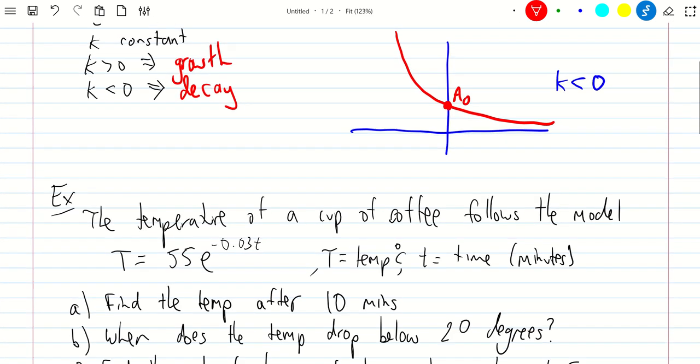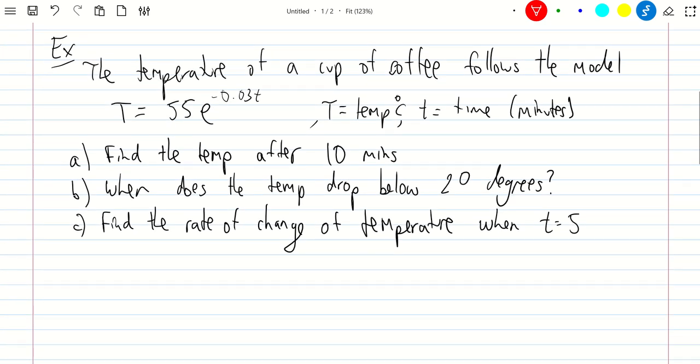So let's do an example today. Let's have a look at this one here. The temperature of a cup of coffee, which we just talked about, follows the model T is equal to 55 e to the negative 0.03t, where capital T is the temperature in degrees Celsius and little t is the time in minutes. In this question, we have to find the temperature up to 10 minutes. Then we have to find when the temperature drops below 20 degrees. And finally, we need to find the rate of change of temperature when t is equal to 5. Okay, so let's have a look at this.